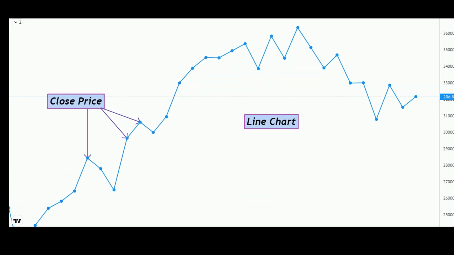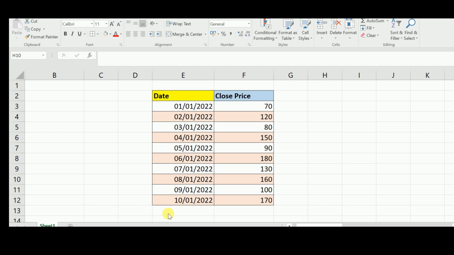Line chart represents only the close price information. To understand the line chart, let's look at one table. This table represents two data, that is date and the close price. So for each given day, it shows the closing price of the instrument. We can see the close price on the 1st January is 70, on 2nd it is 120, on 3rd it is 80.